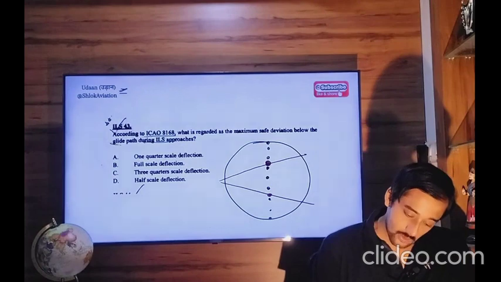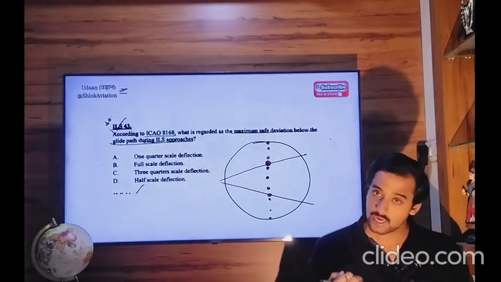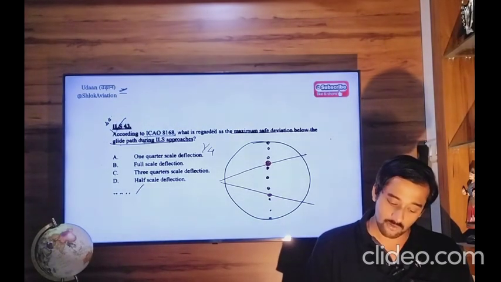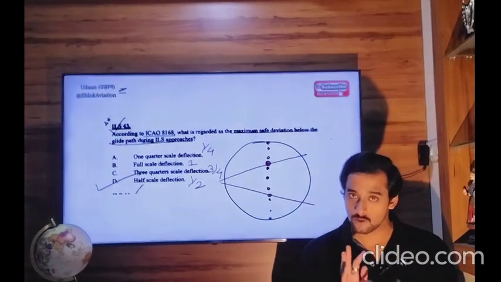So, what is the maximum safe deviation below the glide path? 1/4 means 1/4. Full scale means full 1. 3/4 means 3/4. Half scale means half. So the option is half a scale deflection is allowed.